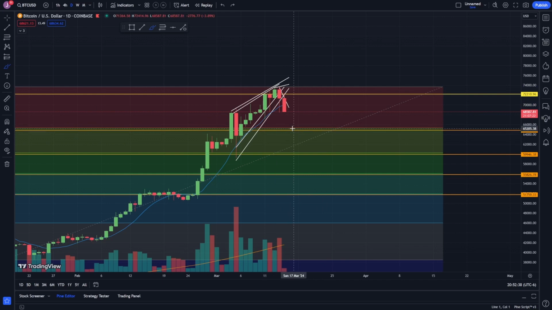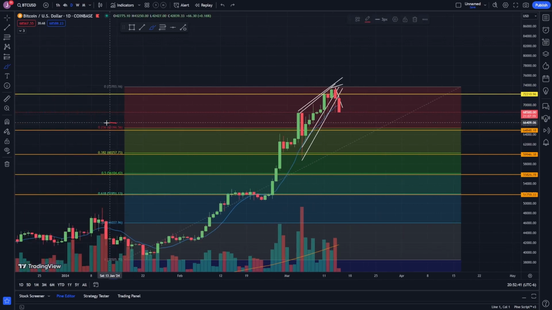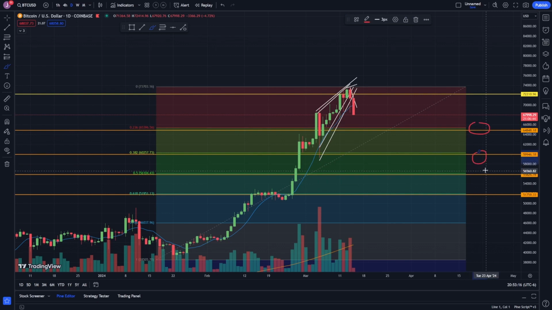So right now, I have some limit orders set up at these orange lines right here, at the Fibonacci levels. The 23% level is 65,396. The 38% level is 60,257. The 50% level is 56,104. The 61% is 51,951. So I basically have limit orders set right here. If the price goes down to these levels, then they will get bought up.